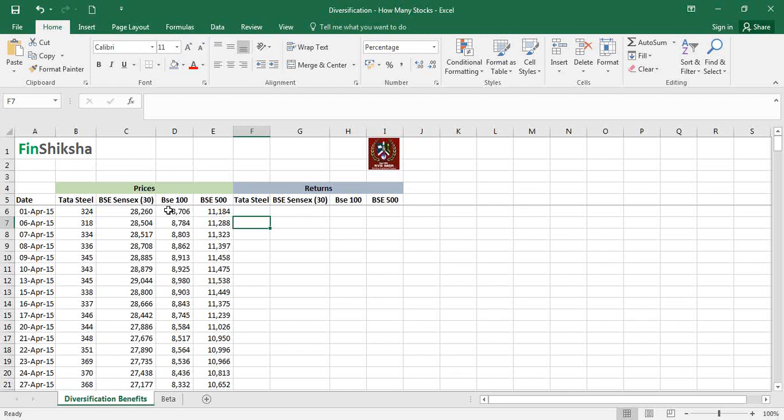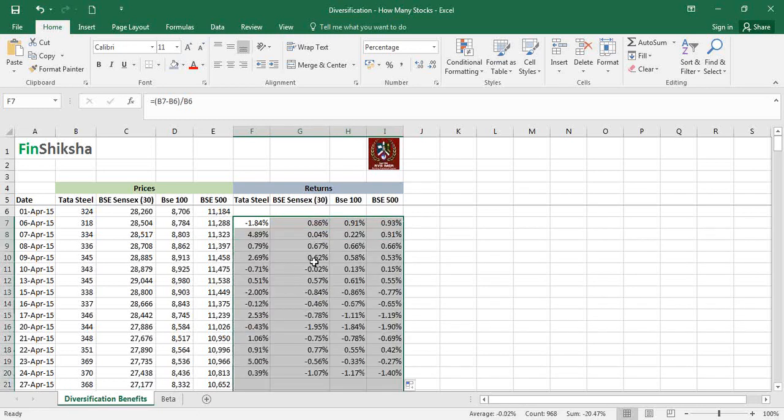Now, remember the calculations on standard deviation and volatility, as we have discussed in the past, will be done on returns of these stocks. So how do we calculate the returns? Today's price minus yesterday's price divided by yesterday's price. That gives me the return for Tata Steel for the particular day, BSE Sensex for that day, BSE 100 for that day, and BSE 500 for the same day.